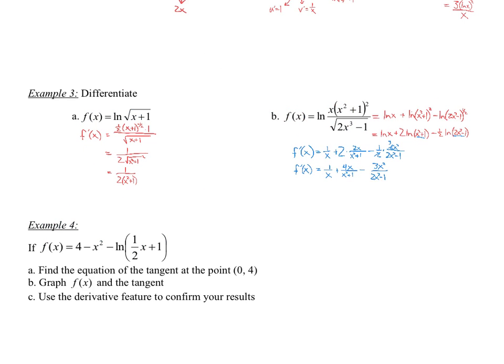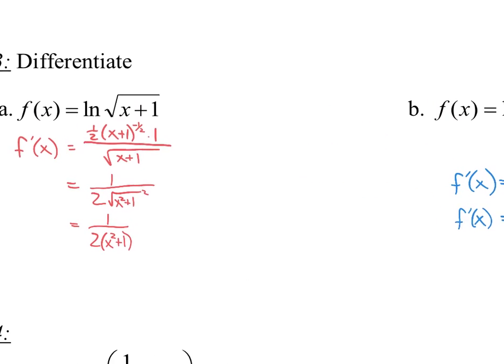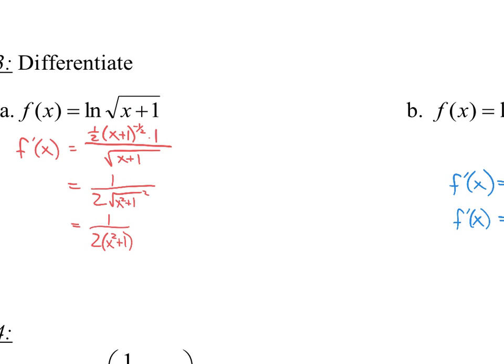Now, just to prove my point, let's go back to part A and actually do it this way and show you that this would work, okay? So instead, I'm going to rewrite this as ln of x plus 1 to the 1/2. And that means that I could then pull out the 1/2, make it 1/2 ln of x plus 1.